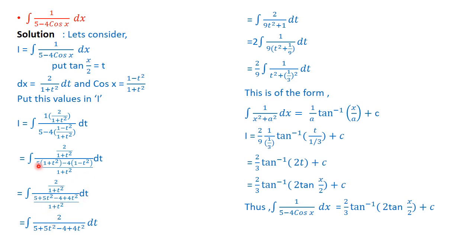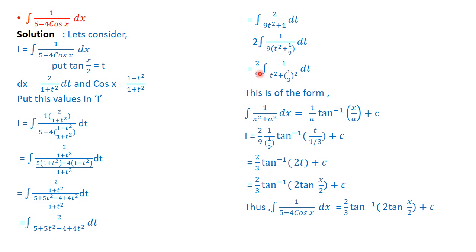cancelling it and simplifying these brackets, we get 2 by 5 plus 5t square minus 4, and minus minus becomes plus 4t square. So it is equal to 2 upon, collecting the terms of t square, 5 plus 4 is 9 and 5 minus 4 is 1, so 9t square plus 1. Now 2 is constant, taking outside the integral, and again make this t square free from that 9. For that purpose taking 9 as a common term outside the bracket, so inside the bracket we have t square plus 1 by 9.